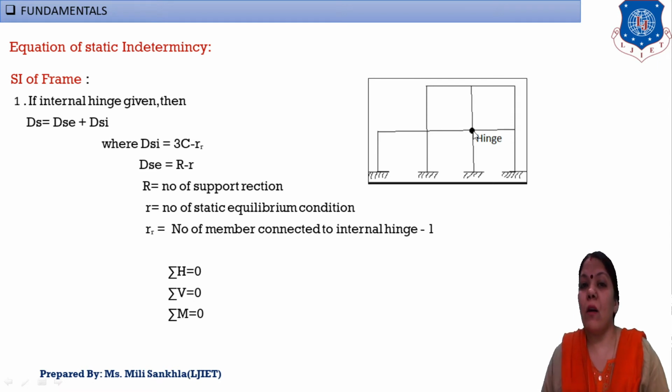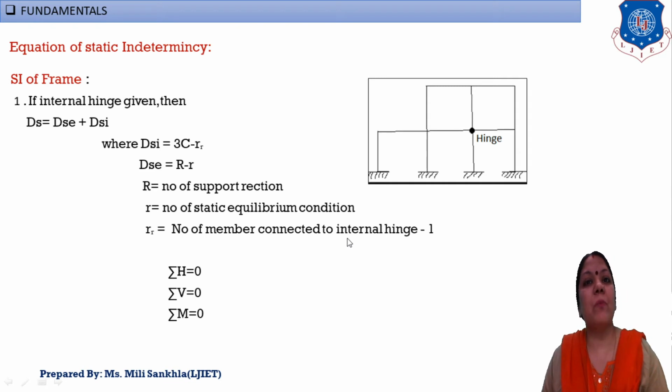Now first, the equation of DSI is equal to 3C minus RR. C we already discussed. C is equal to number of areas enclosed by members of frame. Here we can see this one is open, again this one is open, here is open. 1 and 2. These 2 areas are enclosed by members of frame, that means your C is equal to 2. And RR means number of members connected to internal hinge minus 1. Here the number of members connected to internal hinge is 1, 2, 3 and 4. Then 4 minus 1.